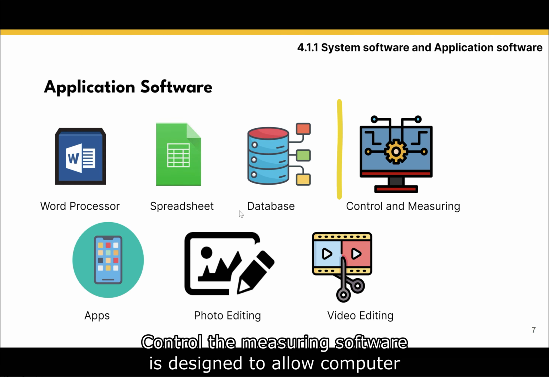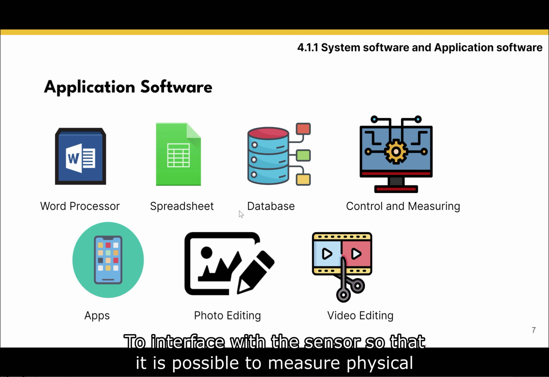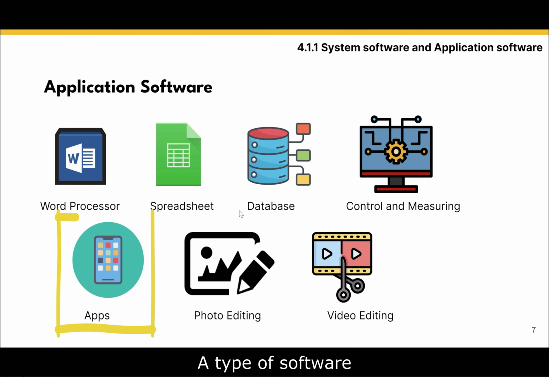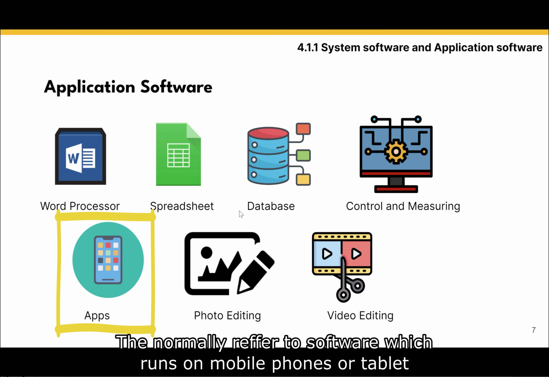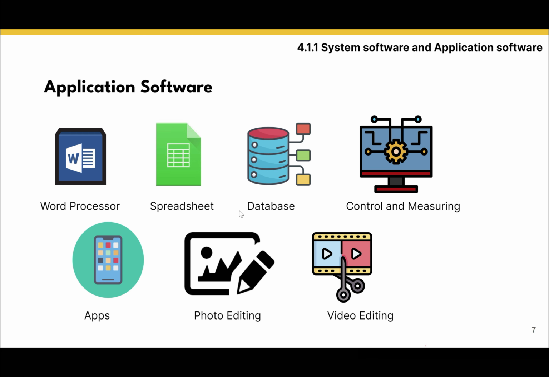Control and measuring software is designed to allow a computer or microprocessor to interface with sensors so that it is possible to measure physical quantities in the real world, such as temperature. Apps is short for applications, a type of software normally referred to as software which runs on mobile phones or tablets. They are normally downloaded from an app store and range from games to sophisticated software such as phone banking.